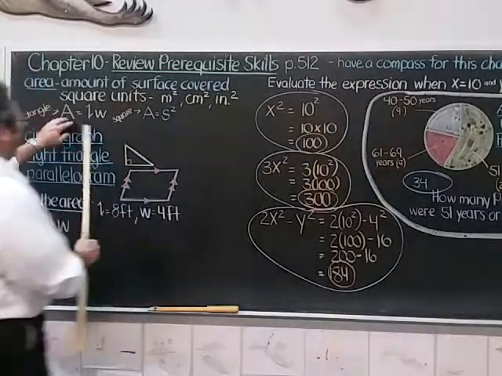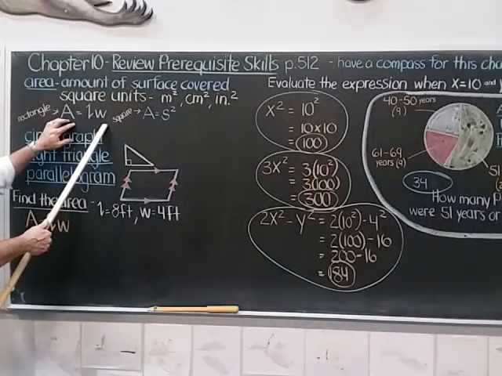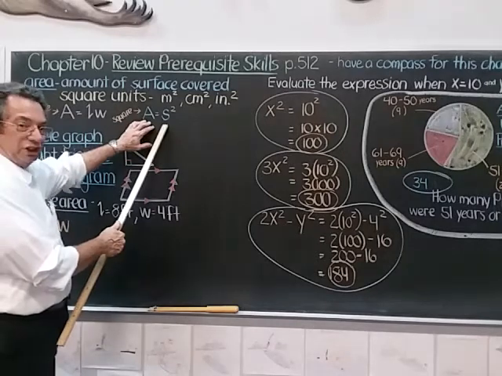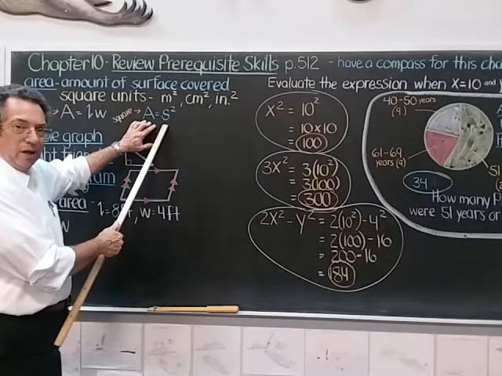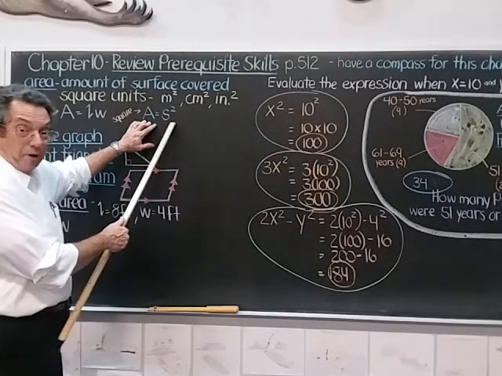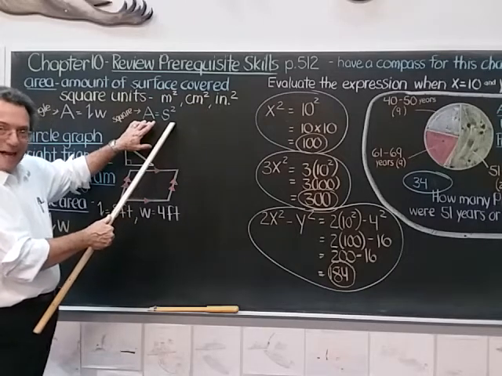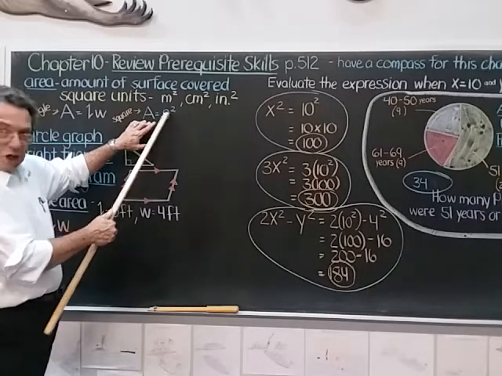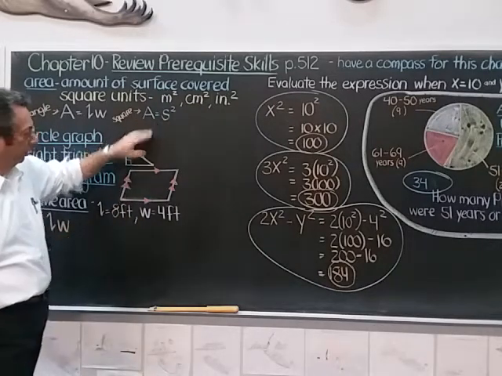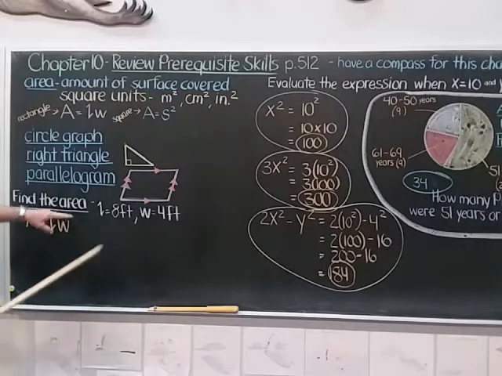So the area of a rectangle equals length times width. The area of a square equals the distance of one side on that square times itself. Now, an abbreviated way of writing something times itself is to use the exponent of 2. So area equals s squared in that case. So let's find the area of this particular rectangle.